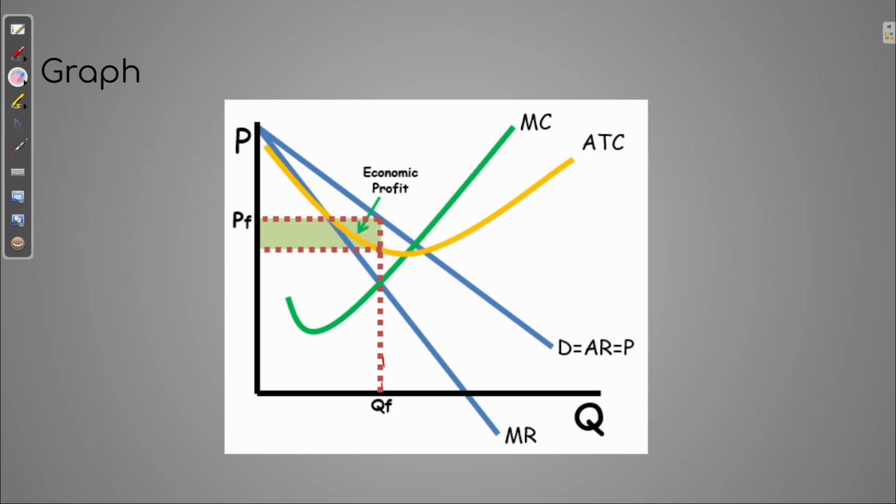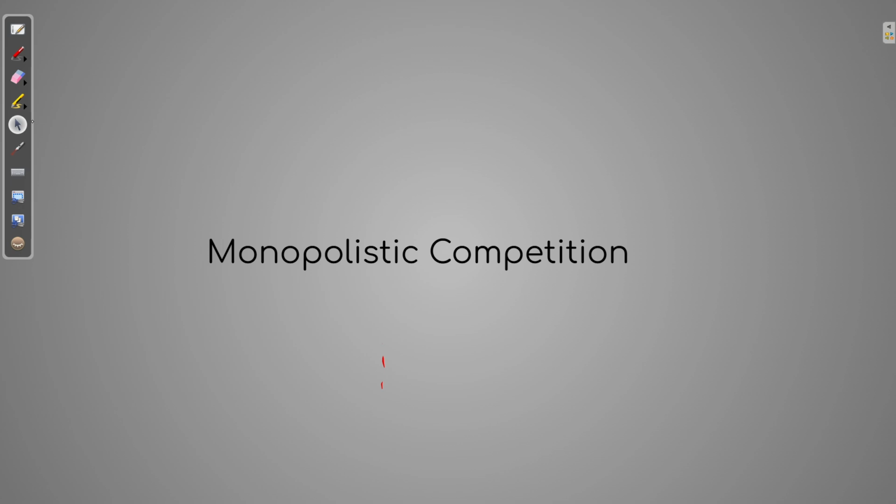Okay, now let's move on to monopolistic competition. So in monopolistic competition, there are tens of firms. Sometimes there can be like hundreds. And so there will be like probably around like 50, 20, 30. And there's not many barriers to entry.